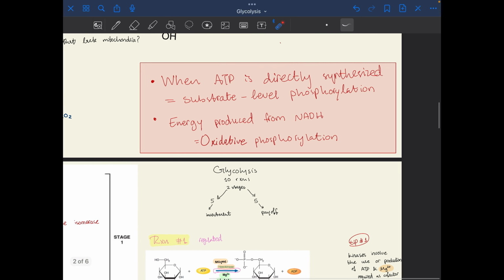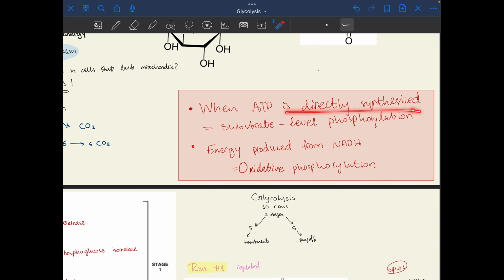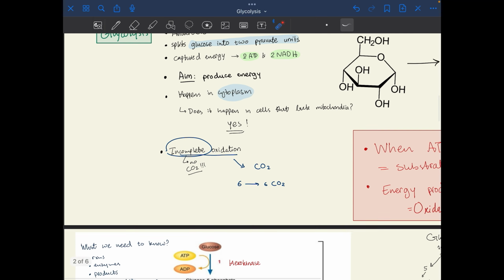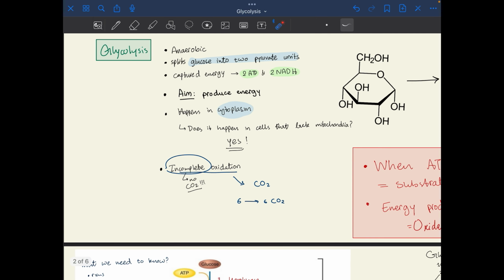And we need to understand that when ATP is directly synthesized, that means substrate level phosphorylation occurred. Yani, we are getting ATP on the same level, okay? When the ATP is not directly synthesized and we need to get it from NADH through the electron transport chain, for example, this is called oxidative phosphorylation. Okay, and the aim of glycolysis is to produce energy, and it happens in the cytoplasm. So does it happen in cells that lack mitochondria? Yes, it does.